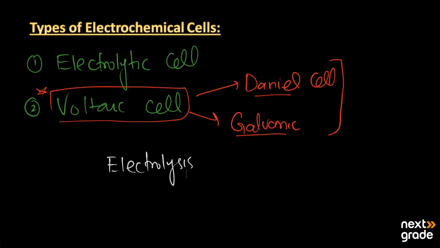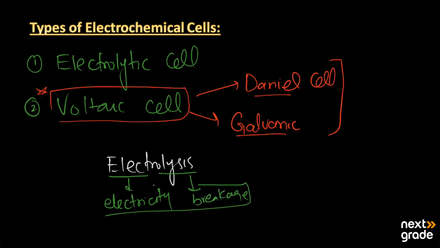Now, the meaning of electrolysis: electro is related to electricity, and lysis simply means breakage or breaking. So, when there is a breaking of molecules by the use of electricity in the presence of an aqueous solution of different salts, that process is known as simple electrolysis, and it happens in two types of cells, the electrolytic and voltaic cell.